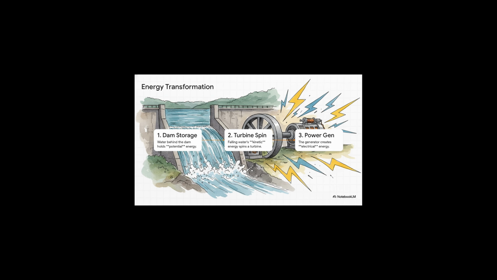It's constantly changing forms. A hydroelectric plant is the perfect example. You start with the potential energy of all that water just sitting there behind a dam. Then, whoosh, it falls, transforming into kinetic energy. That moving water spins a turbine, which then transforms that energy into the electrical energy that powers our world. It's one amazing chain reaction.